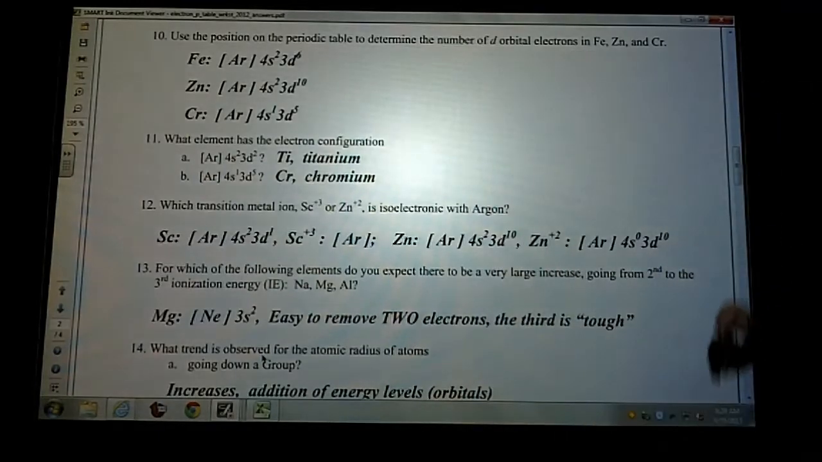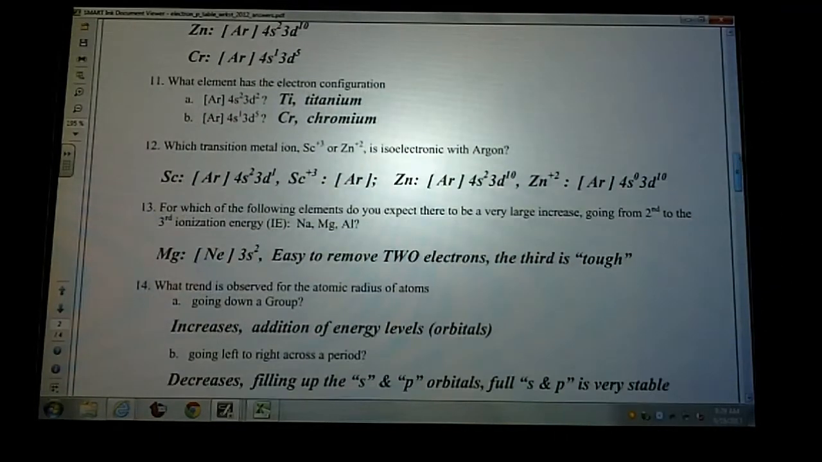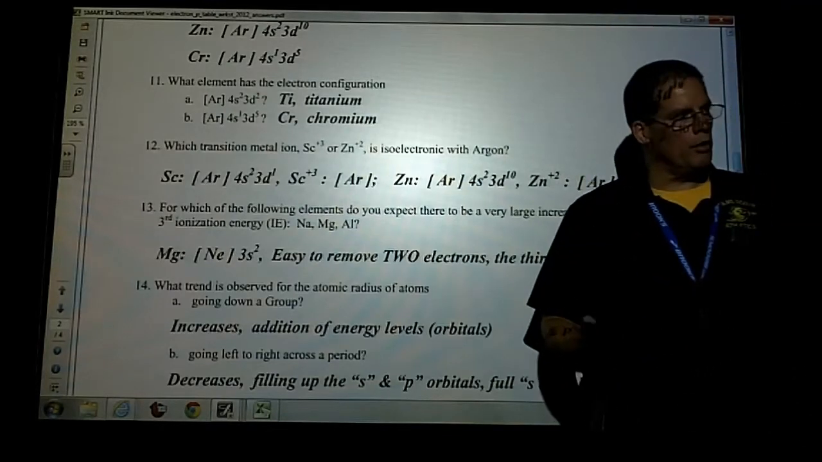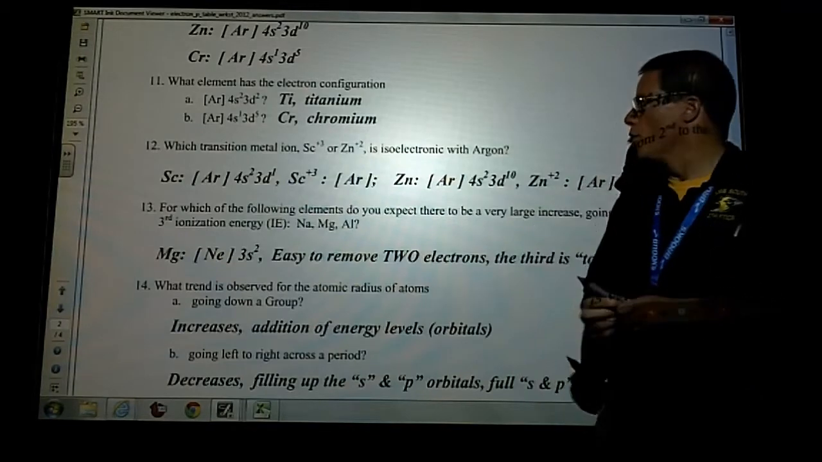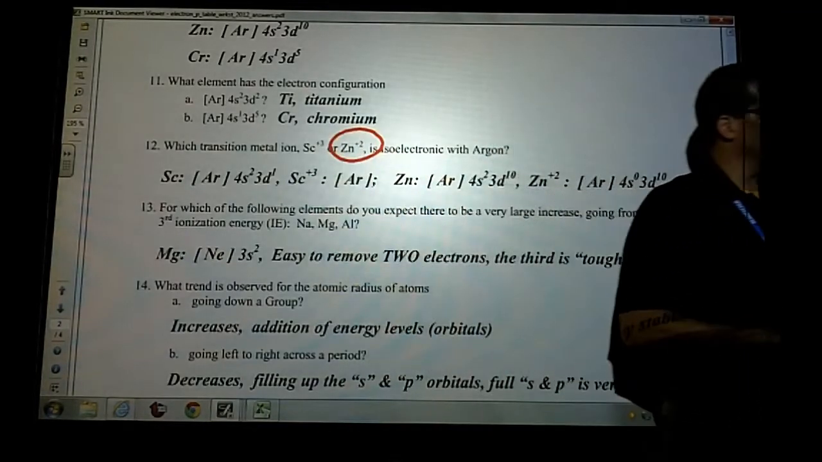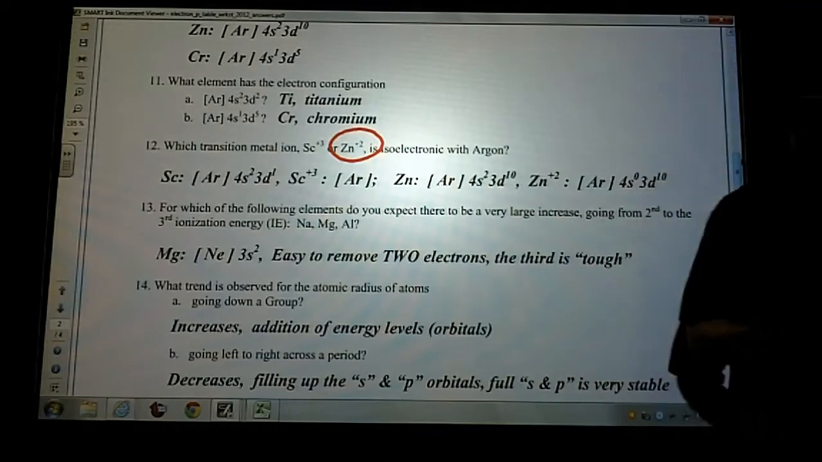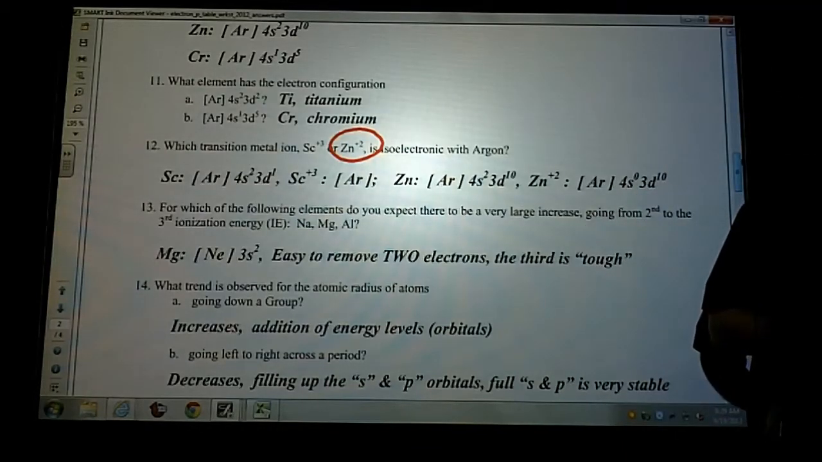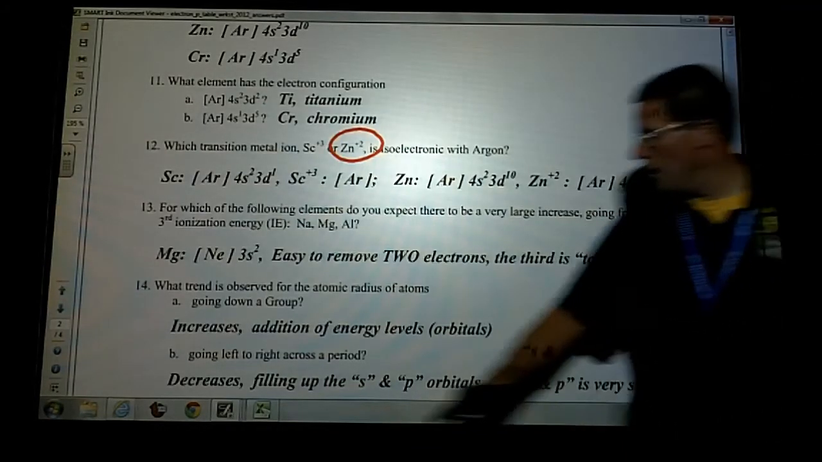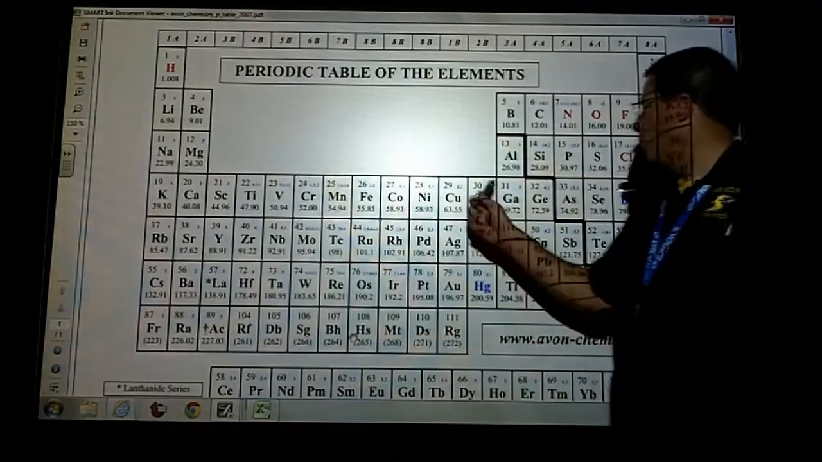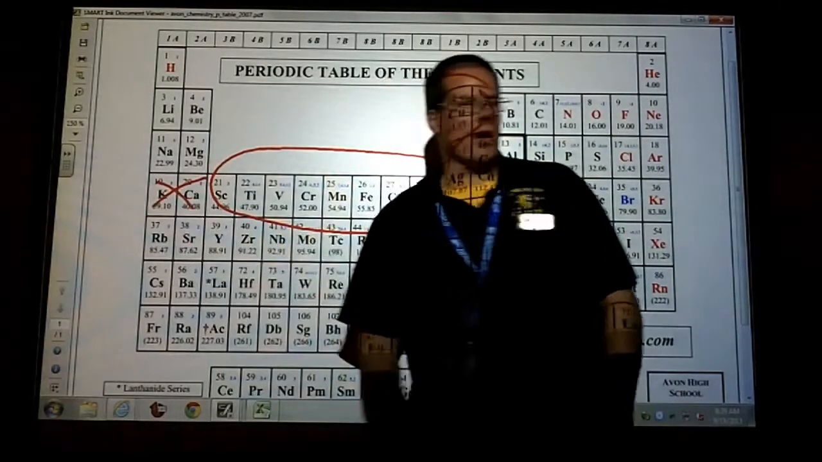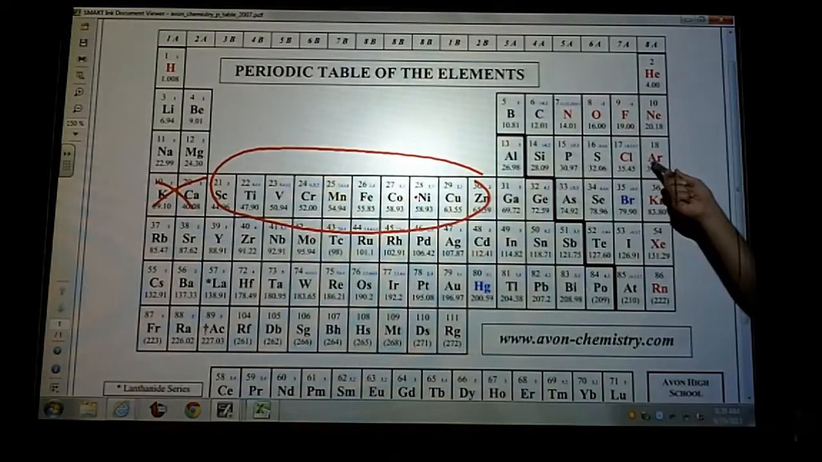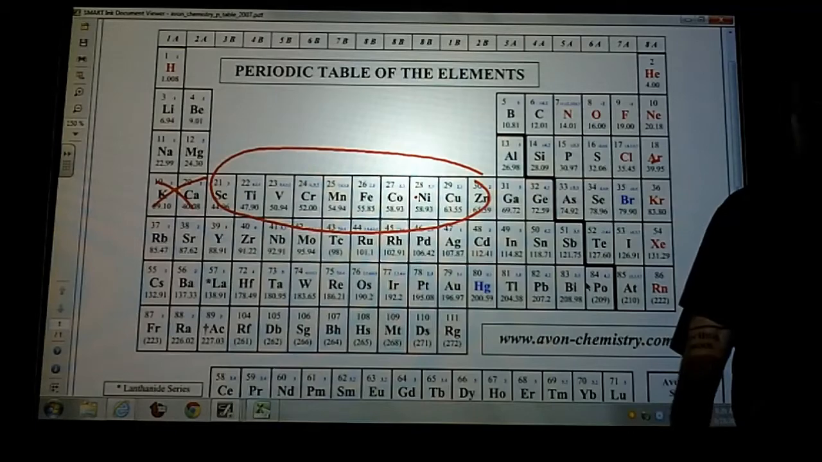12, it says, which transition metal, scandium with a +3 or zinc with a +2, is isoelectronic with argon? The way you answer this question is, make sure you know what isoelectronic means, that it has the same electron configuration. There's no way we're going to be able to get zinc with a +2 to have the same electron configuration as its nearest noble gas, because it has all of these d orbitals in play. The two electrons that are leaving are these guys here, but it's not going to be isoelectronic with argon because it has all those d orbitals.